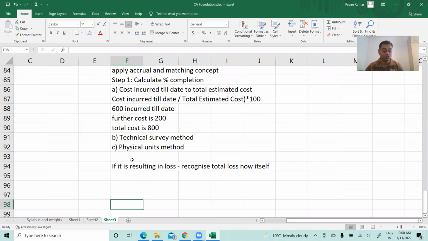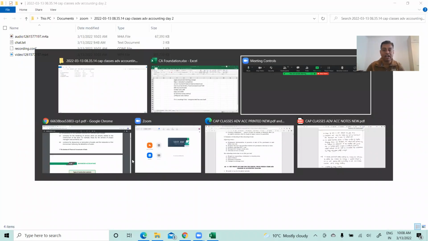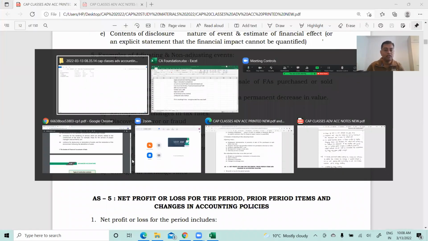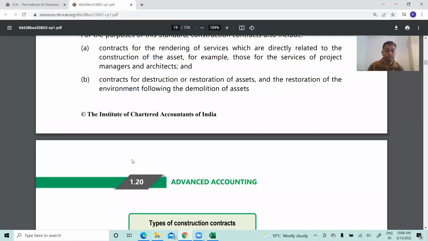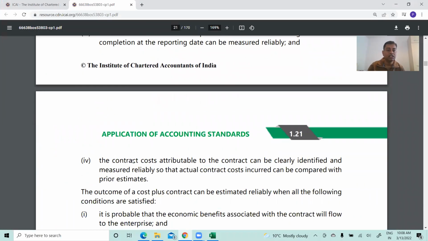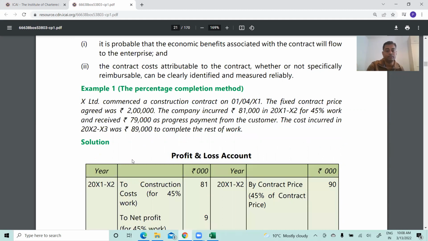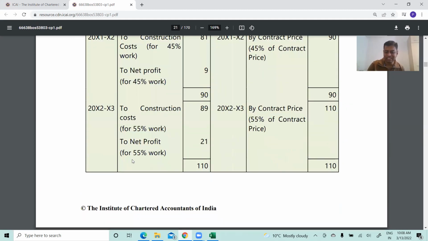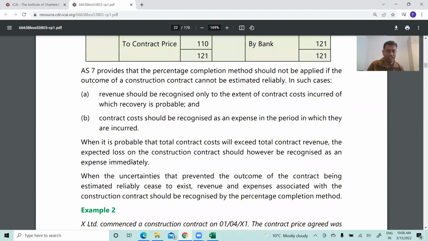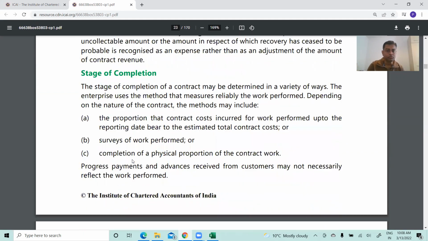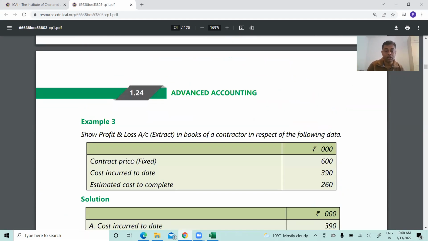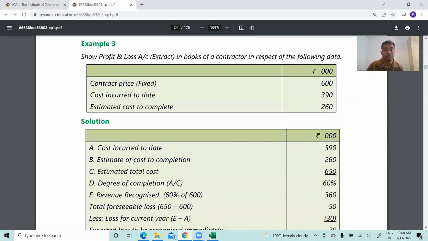Okay, so let us go back to percentage completion. Examples are small examples, LKG examples. Stage of completion. Example 3. This is a good example. So, Nitina, can you read example 3, please?